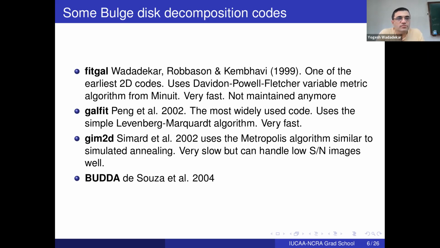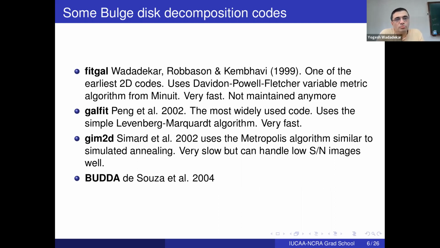Then there's one called GIM2D. It uses an algorithm called Metropolis, which is similar to an algorithm called simulated annealing. It's very slow, but it is very good if you have extremely low signal to noise images, very, very faint galaxies, then it will likely do a better job than GALFIT. But for nice nearby bright galaxies, GALFIT works perfectly well.